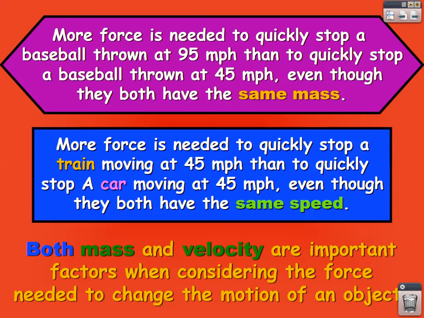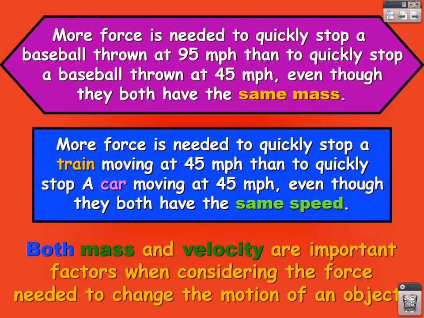We know you need more force to stop a faster pitch, a 95-mile-per-hour pitch, versus one that's thrown at 45 miles per hour, even though they have the same mass. One's moving faster than the other. More force is needed to stop a train moving at 45 miles an hour versus a car moving at 45 miles per hour, even though they have the same speed.